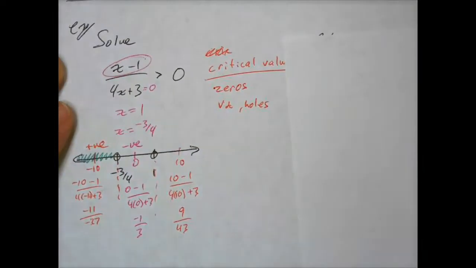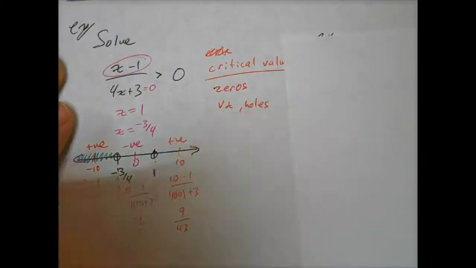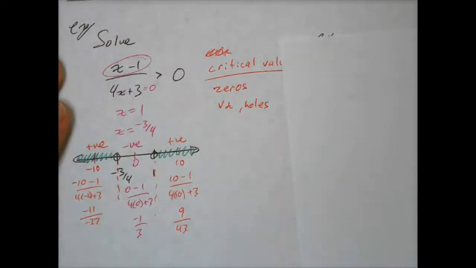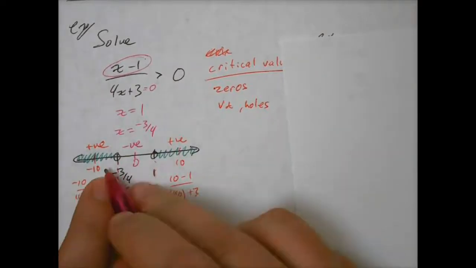All that I care is that that is a positive number. So that means I can have that interval right there. That is good to go. All right, so from that point, all we're going to do is write our intervals that are possible.